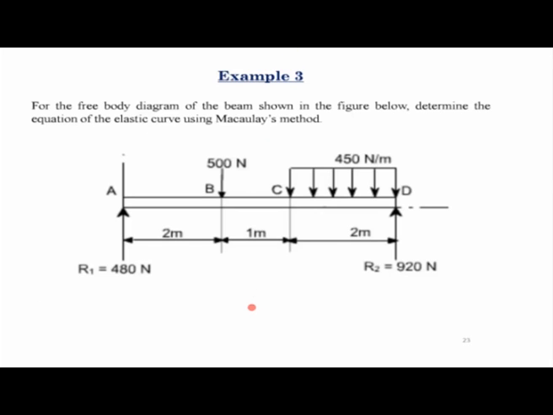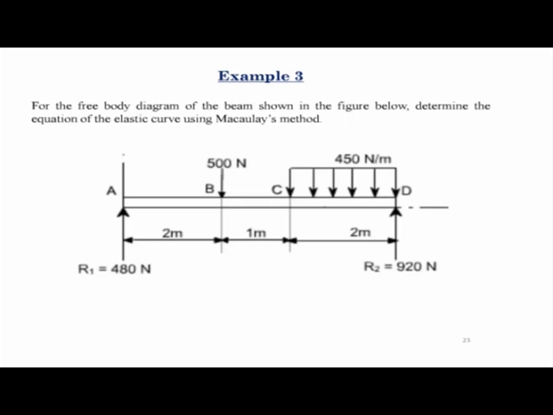So as an example for this method, I have taken this beam, which is supported here at A and D. This is a free body diagram of the beam, and it has a concentrated load at point B, and a uniform load of 450 Newton per meter between points C and D. For your convenience, I have calculated the reactions. I'm sure that with simple equations of statics, you should be able to arrive at these reactions. That is, at the left end, the reaction is 480 Newtons, and at the right end, the reaction is 920 Newtons.